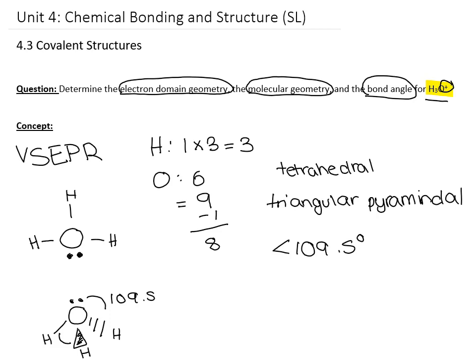However, you can give values below this, and you can consider each lone pair of electrons to be minus 2.5 degrees from the original structure, which gives us approximately 107 degrees.